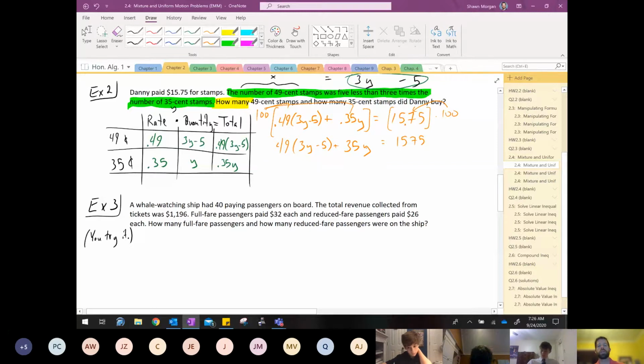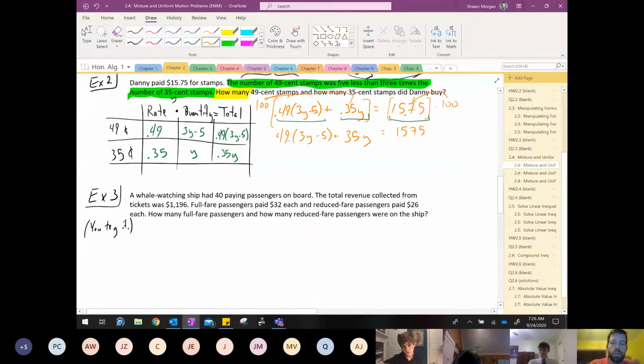Please don't over distribute. Please don't multiply 100 times 49 and times 3y and times -5. That whole first term gets the 100 just one time. That whole second term gets the 100 just one time. And then the whole third term gets the 100 just one time. We don't want to over distribute. Okay, but this is a much more preferable equation now on the bottom here that I've got in orange, because there's no more decimals. So what we can do is we can just simply combine like terms.